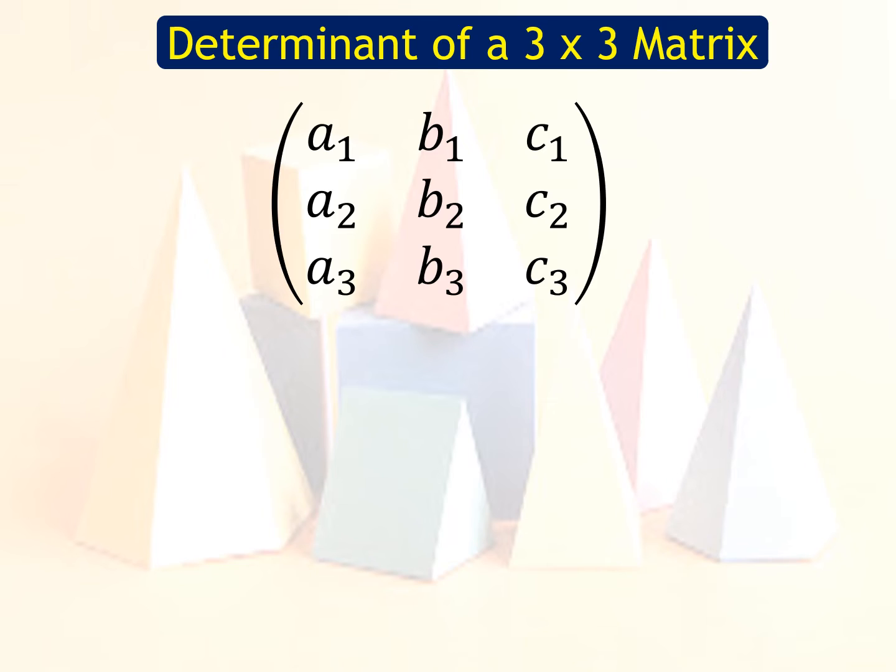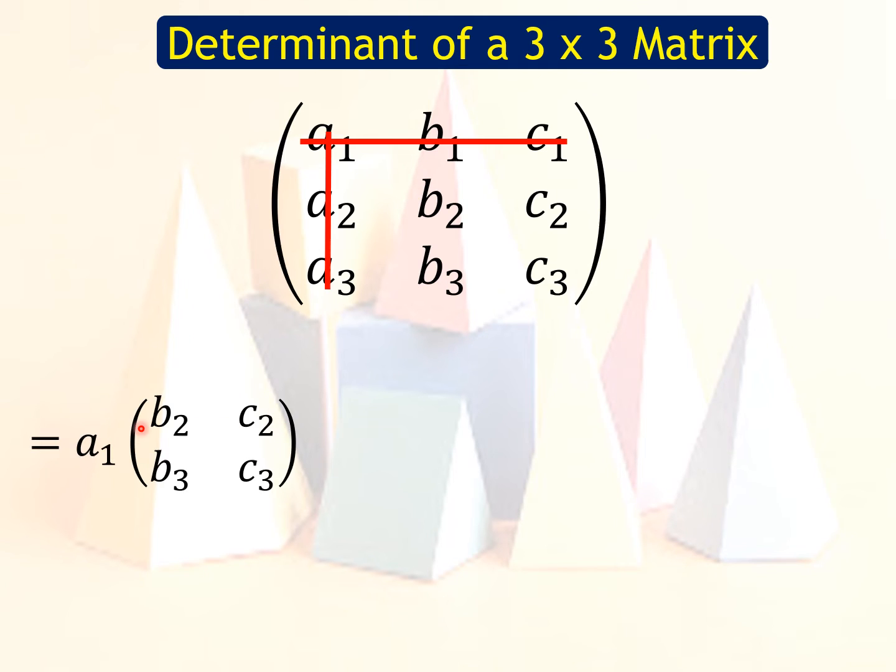Now let us have the determinant of a 3 by 3 matrix. Given this 3 by 3 matrix, we are going to have its determinant. The first thing we need to do here is to eliminate our first row and then the first column. And then we are going to use A1 multiplying this 2 by 2 matrix. So A1 times B2, C2, B3, C3. And the next that we are going to do is to subtract the product of B1 and the remaining 2 by 2 matrix. So how to do that?